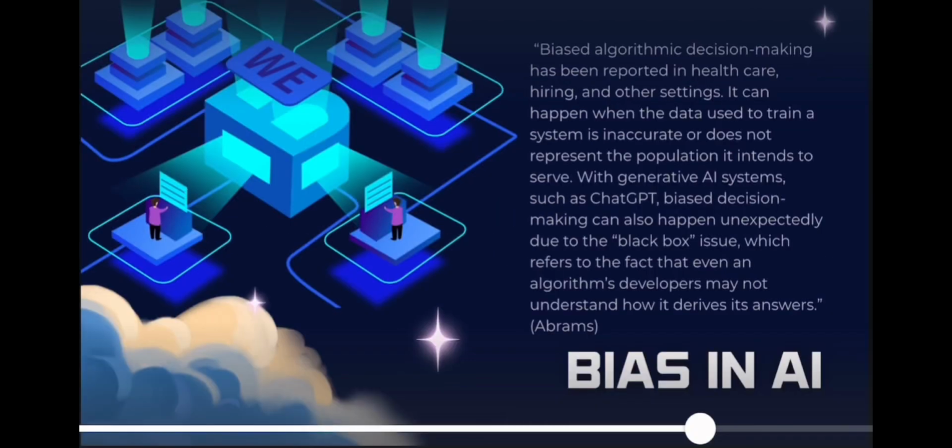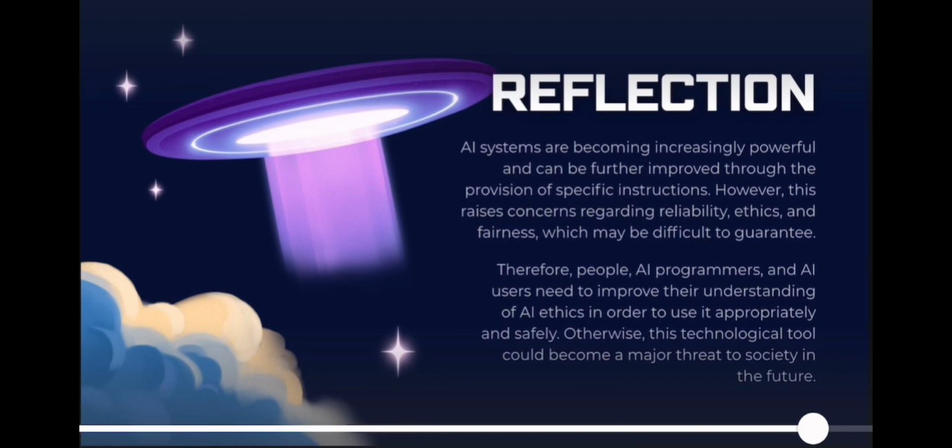So you can now imagine there is bias in AI algorithms, which can lead to inaccurate answers and inequalities. For instance, biased algorithmic decision making has been reported in healthcare, hiring, and other settings. It can happen when the data used to train a system is inaccurate or does not represent the population it intends to serve. With generative AI systems, such as ChatGPT, biased decision making can also happen unexpectedly due to the black box issue, which refers to the fact that even an algorithm's developers may not understand how it derives its answers, said Abrams. So, what does this all mean for us?